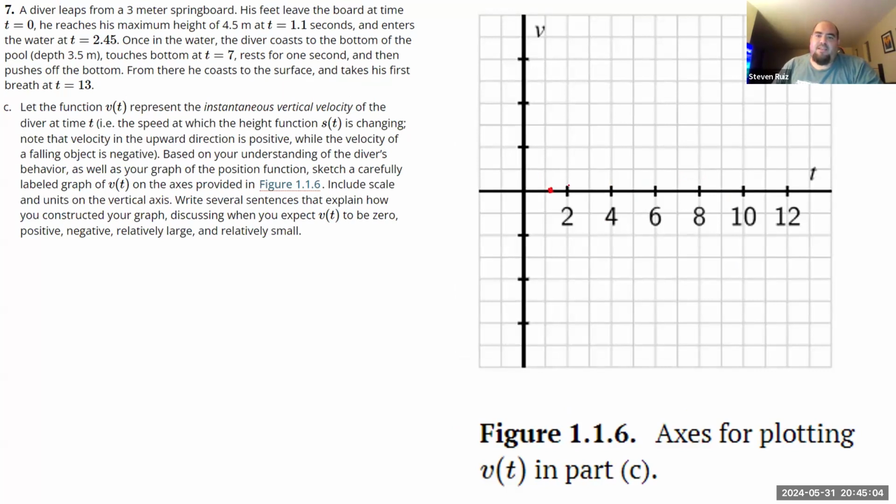So at 1.1 seconds, I'm going to have a velocity of 0. All throughout between time equals 7 and time equals 8, I'm going to have a velocity of 0. So it's a good start knowing where our velocities are 0. So let's go a little deeper. Let's see if we can figure out where our velocities are going to be positive.